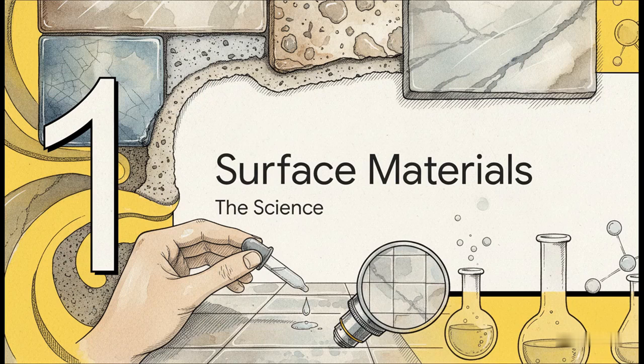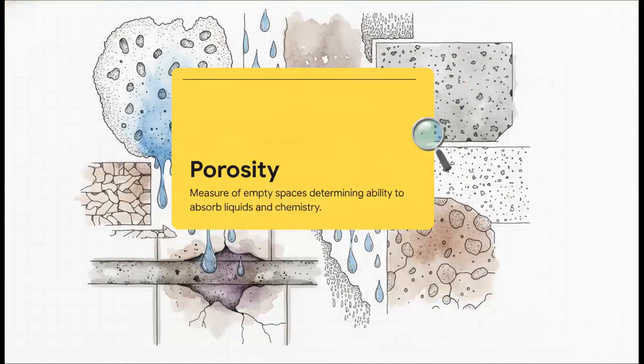Module 1, the science of surface materials. Elite technicians know that you absolutely never apply a chemical without first diagnosing the physical properties of your canvas, and that starts with porosity. Think of porosity like a microscopic sponge. It's the measure of a material's empty spaces, and it dictates exactly how that material absorbs liquids, soils, and the specific chemistry you apply to it. Treating all bathroom surfaces equally, that's a fundamental, catastrophic mistake. It guarantees failure and often leads to permanent, irreversible damage.